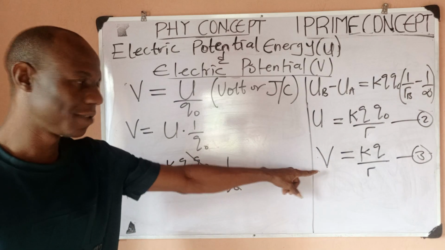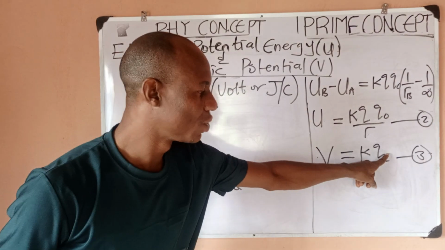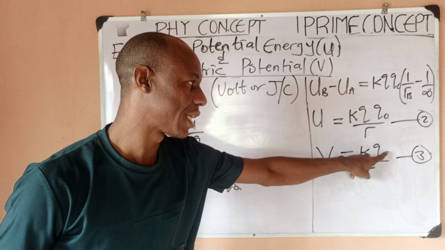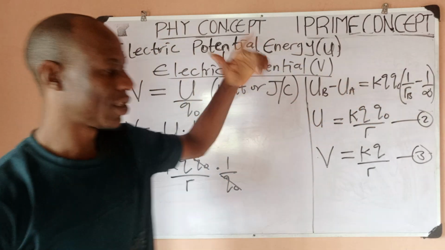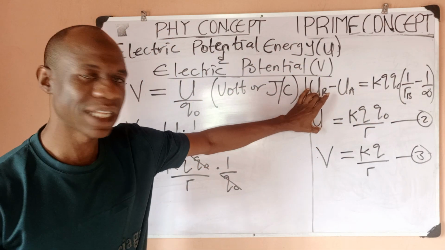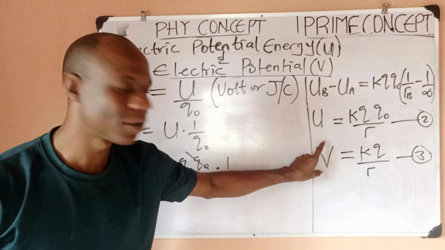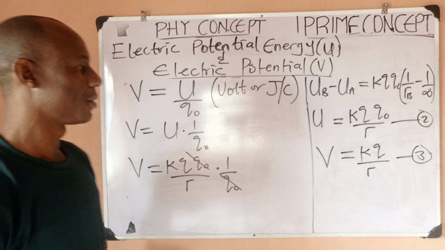Now, notice the difference between these two. This has to do with only one charge, which is a source charge, while this one has to do with both charges. So this is the formula for electric potential energy. This is the formula for electric potential V, right?